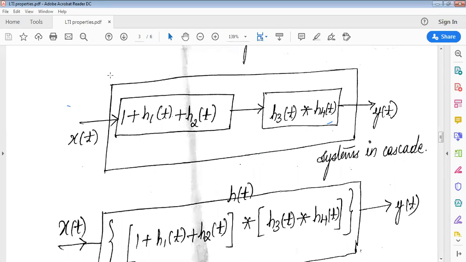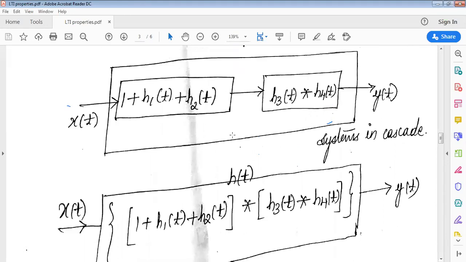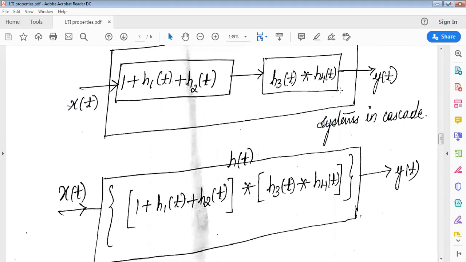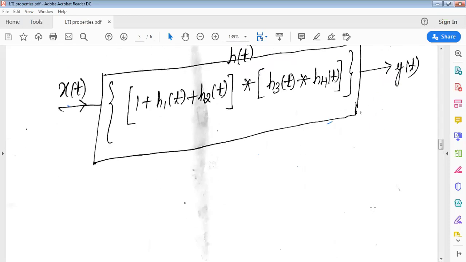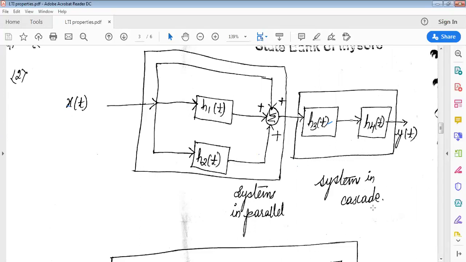So how do you find the overall impulse response of this connection? When the systems are connected in cascade, these two impulse responses need to be convolved. So this is the overall impulse response h of t, where this is one response and this is another response, which are being convolved. Okay. Now, as an example, I've shown this only for the continuous time LTI system. The same thing holds good even for discrete time LTI systems.